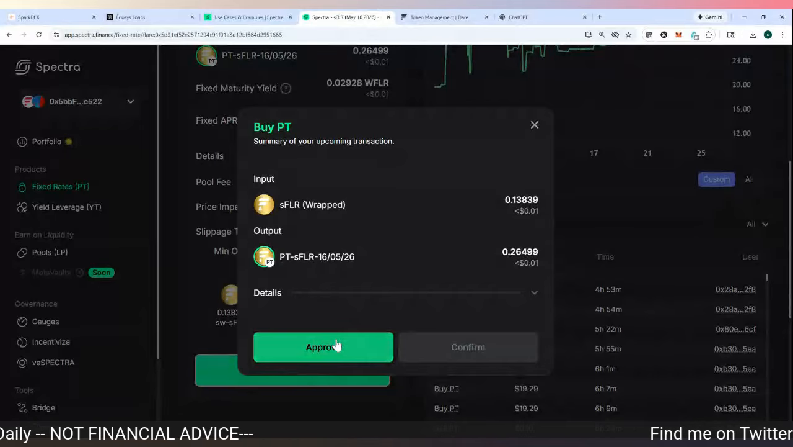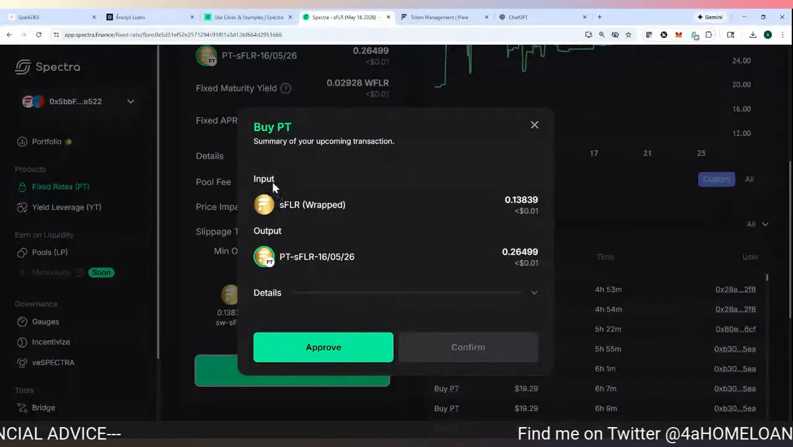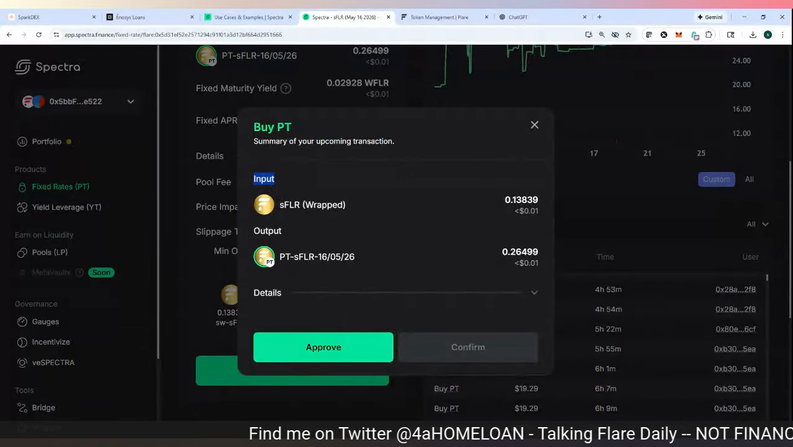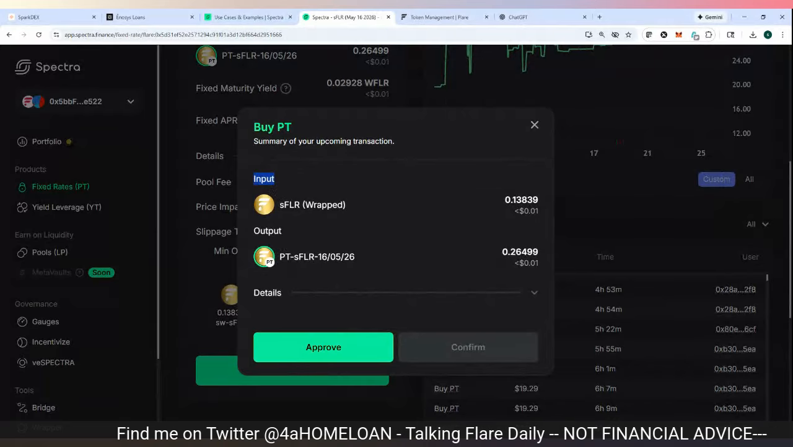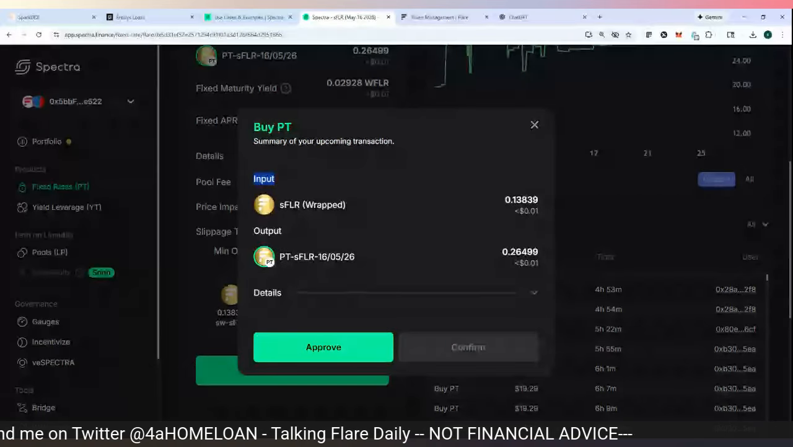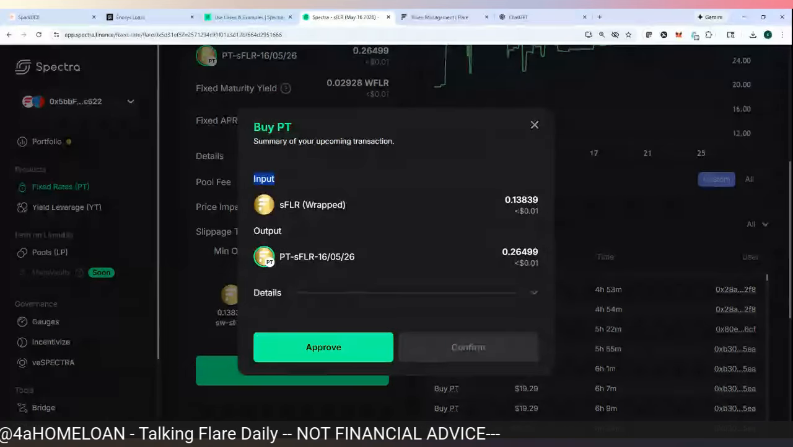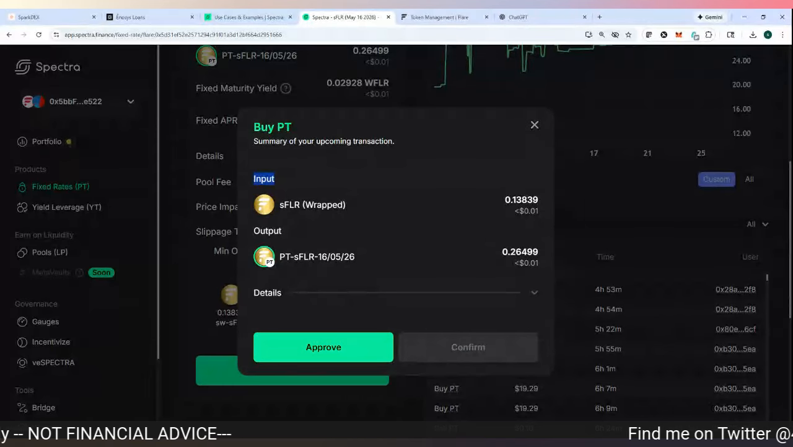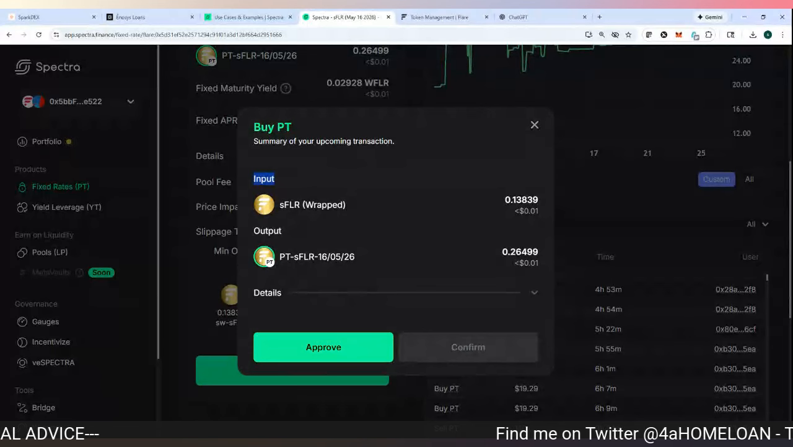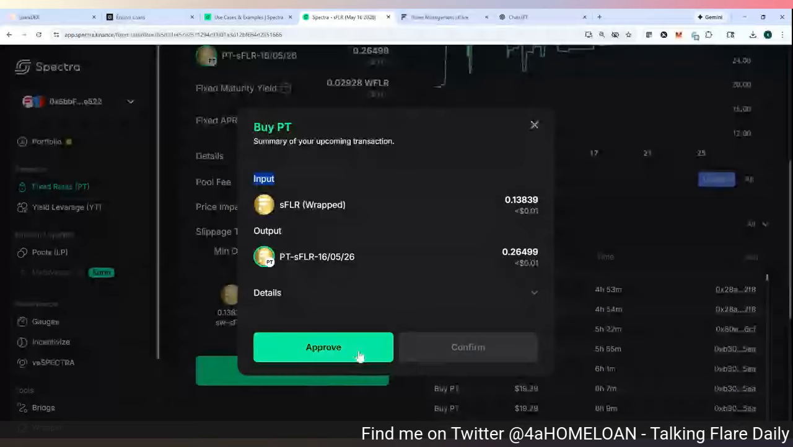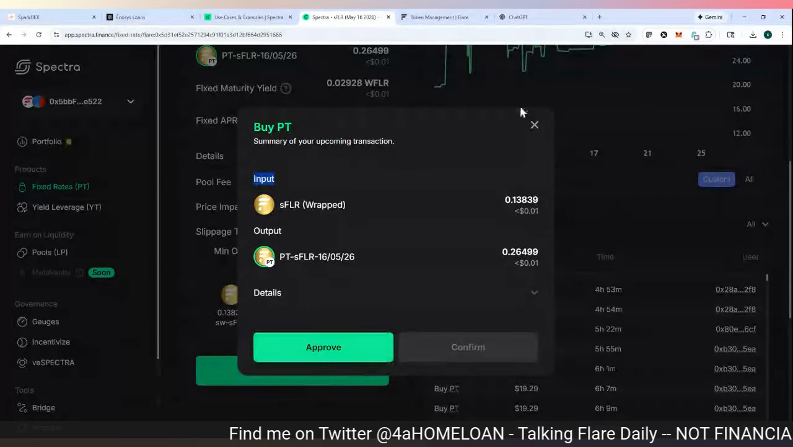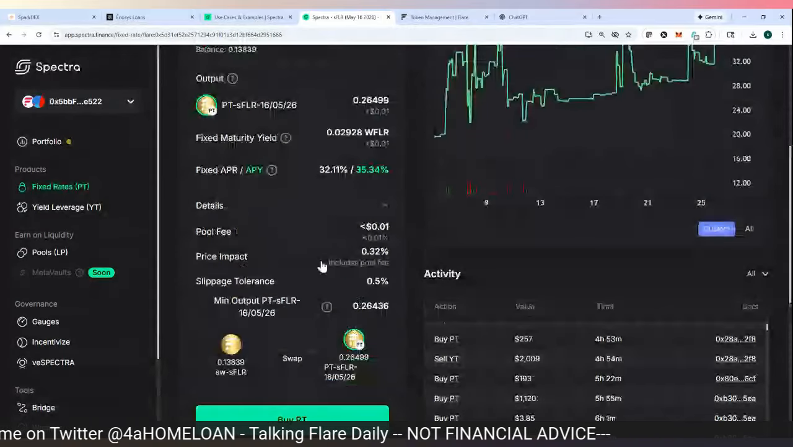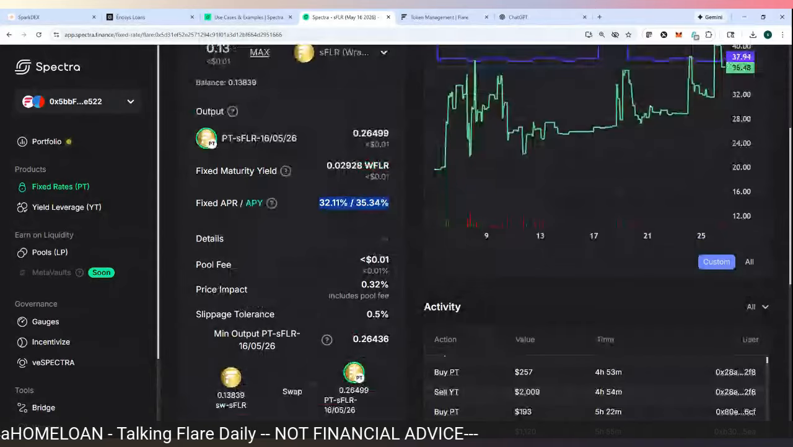So let's go ahead and approve it. So it's my sFLR input. And then here's my output, my PT or my principal, my fixed. I want to lock in the interest APR, APY until May 16th, 2026. Lock it in. So essentially, I'm giving you my token, Spectra. You're going to give me some interest and pay me and lock me in to guarantee that I'm going to be locked in at that 32%, right? Because here we are. The 32% right here, 32, 35 APY.